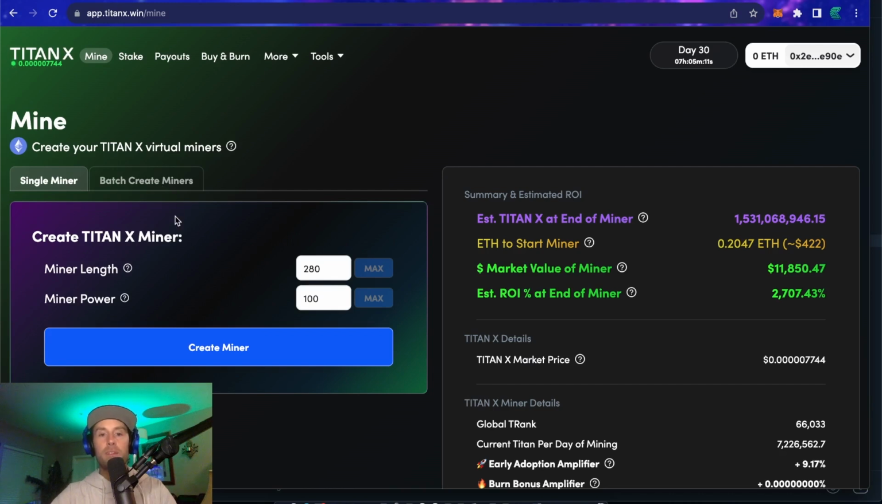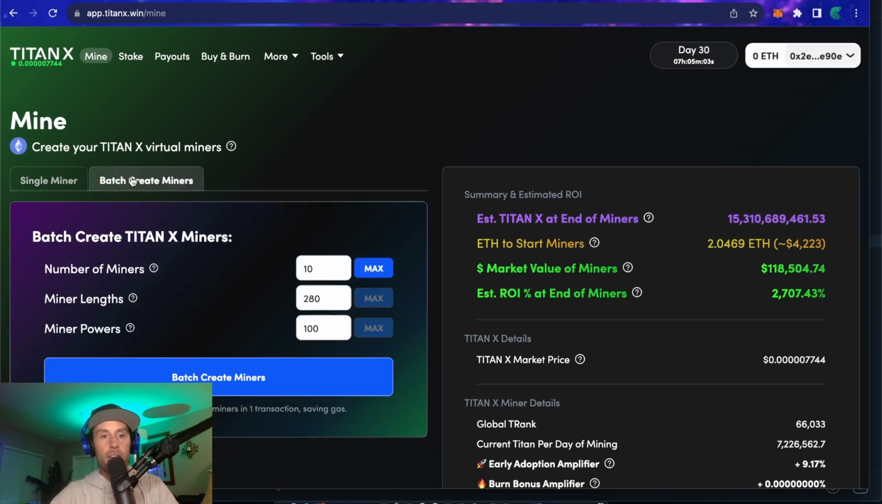And the second step is if you want to spend more than 0.2 ETH to start a miner, right? What you're going to do is go to what's called batch create miners here, the second tab on the mine section. And now what you can do is the exact same thing we were doing before. You get the miner length, of course, it's length of time, the power from 0.2 all the way down to 0.002 ETH to mine.